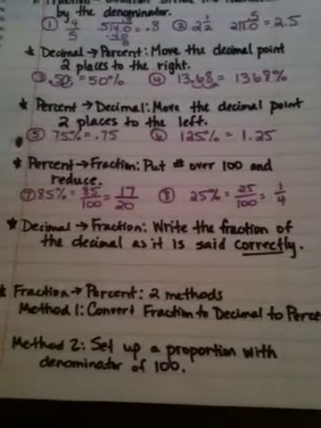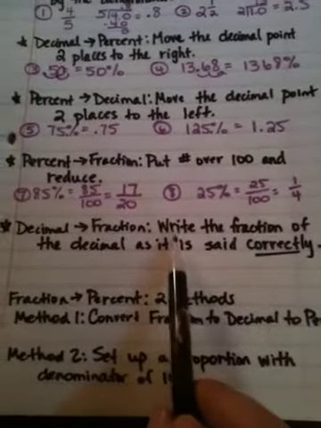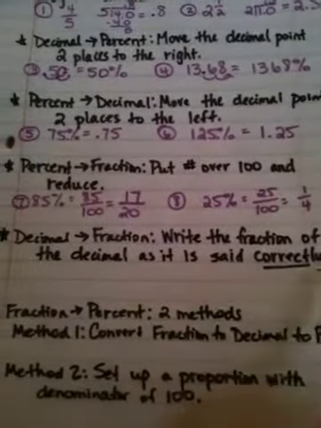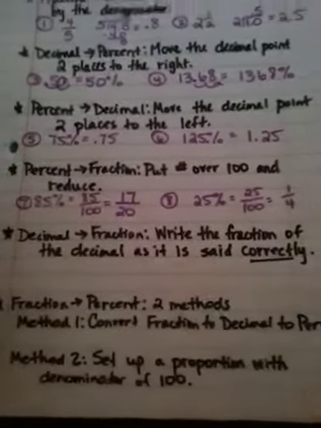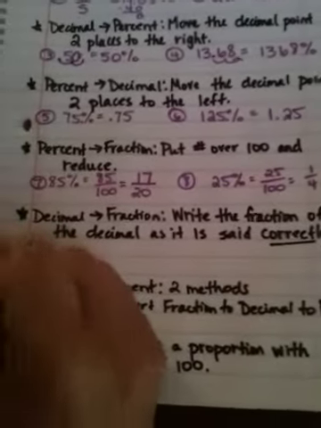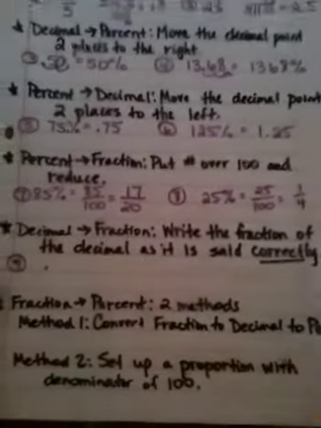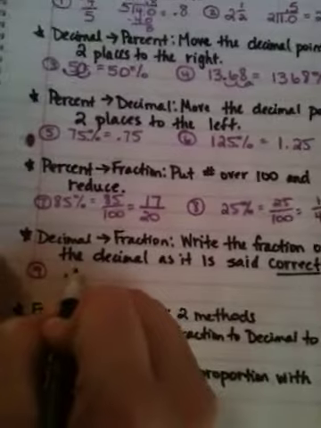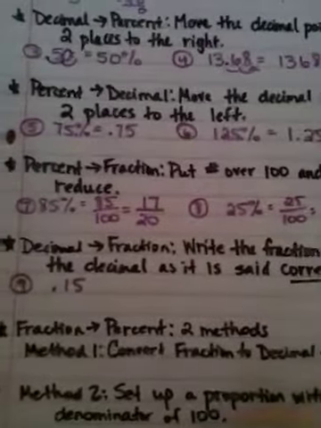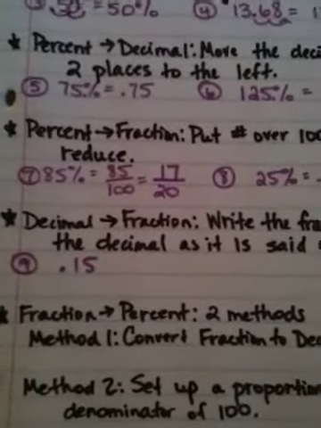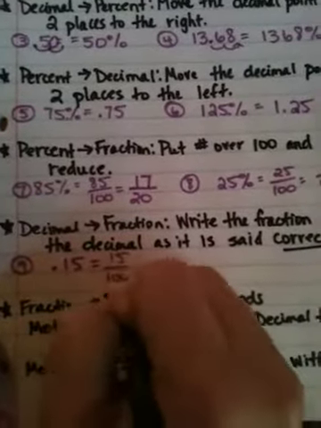Moving on, let's look at a decimal to a fraction. The rule for this is to write the fraction of the decimal as it is said correctly. And this is a hard one to understand just by reading that sentence. But what we're going to do is take, for example, 0.15. Well, you don't really say 0.15. The correct way to say this is 15 hundredths. So we put 15 over 100.